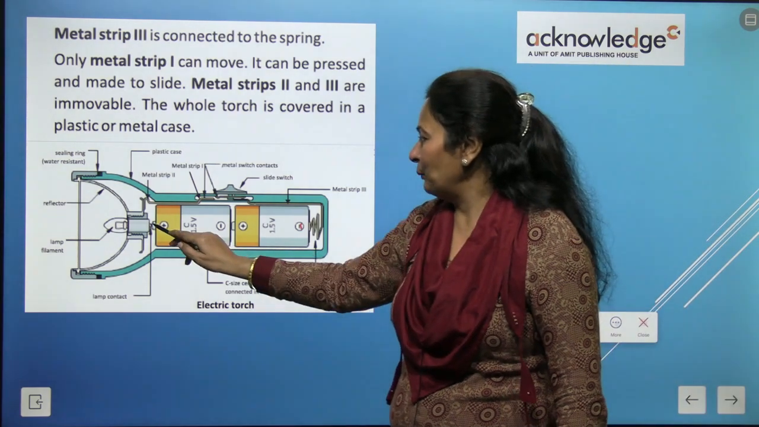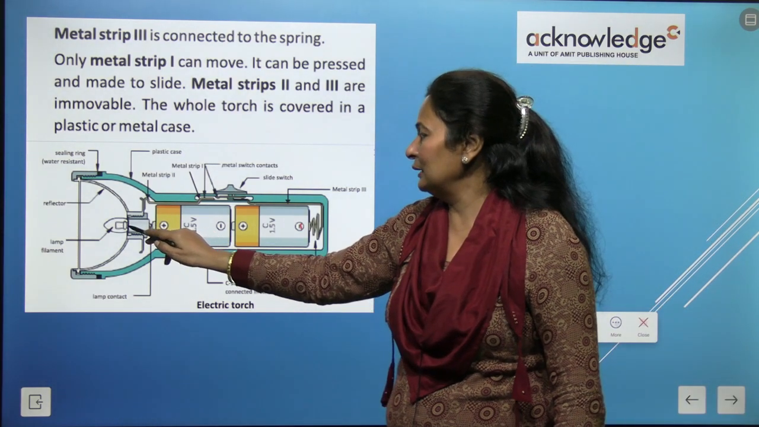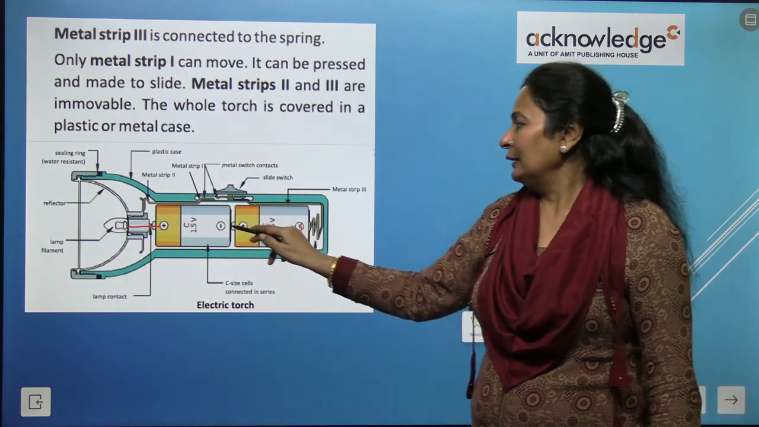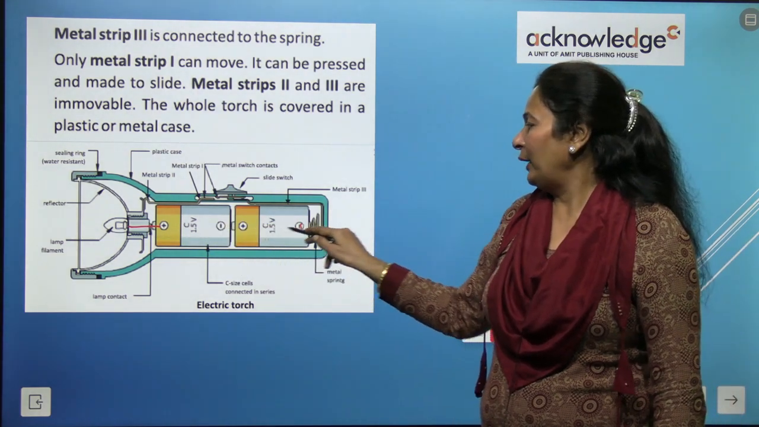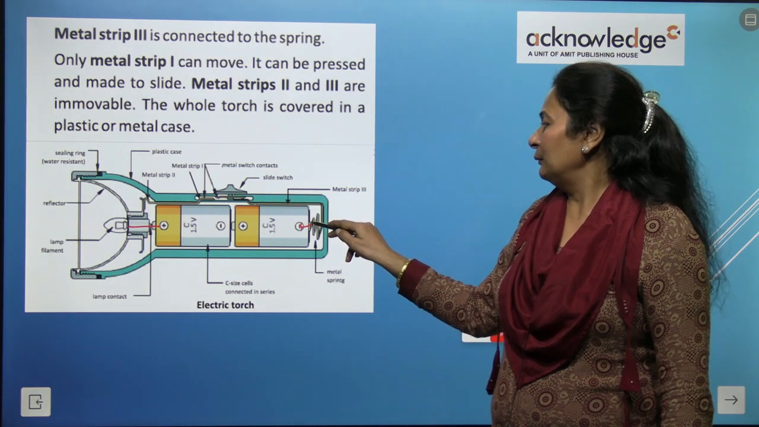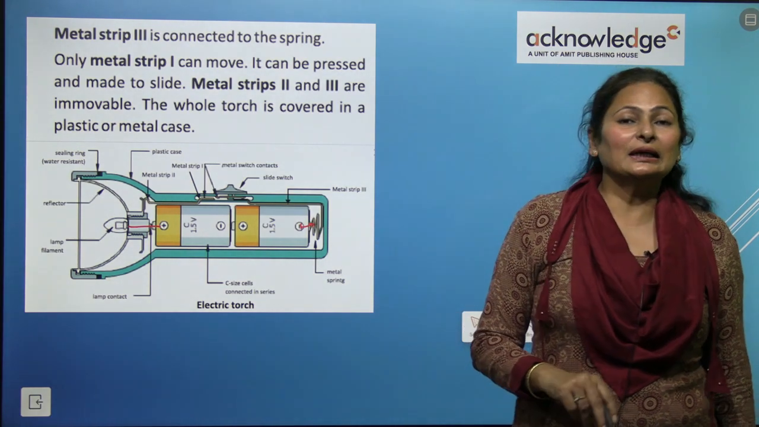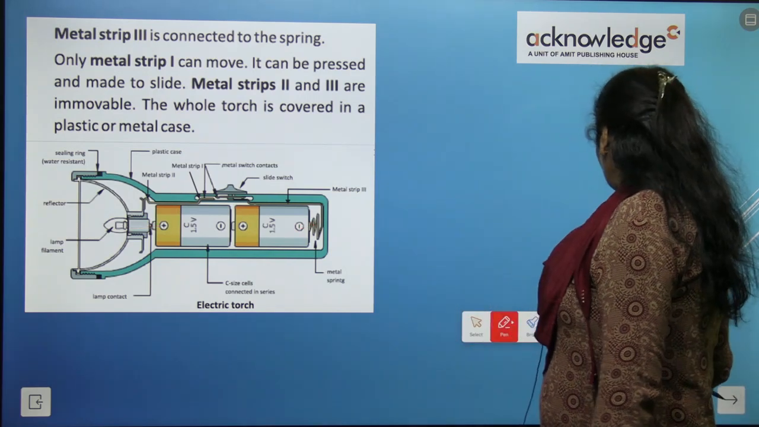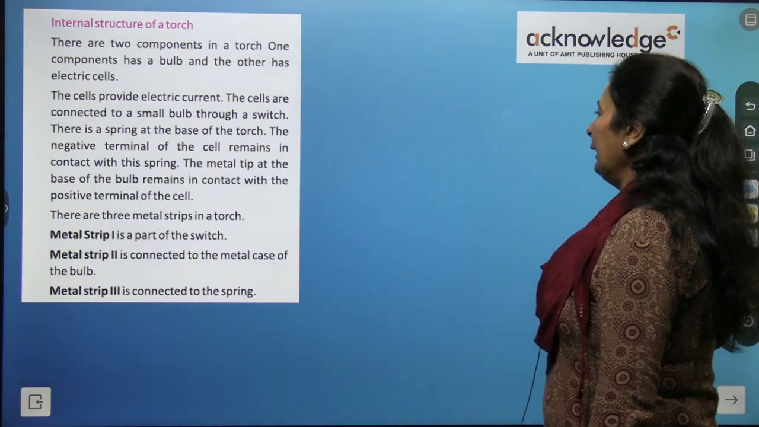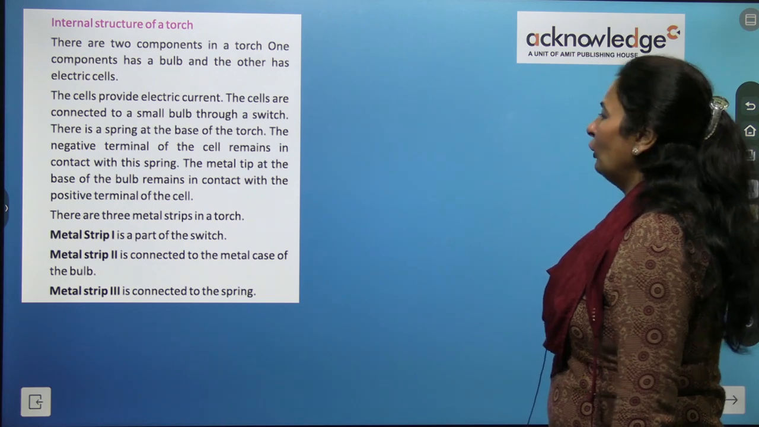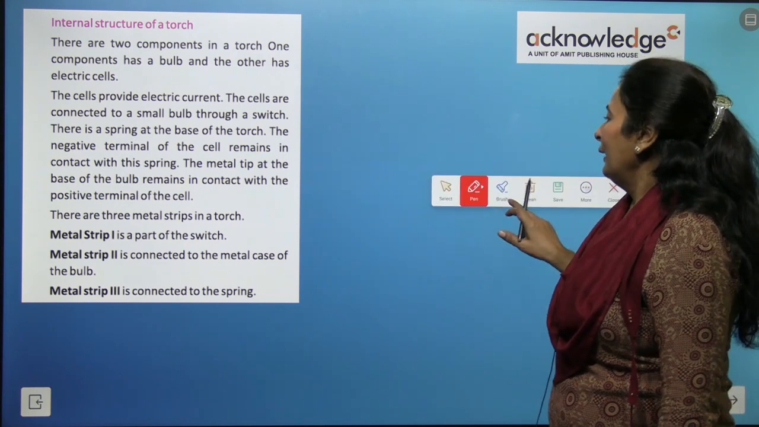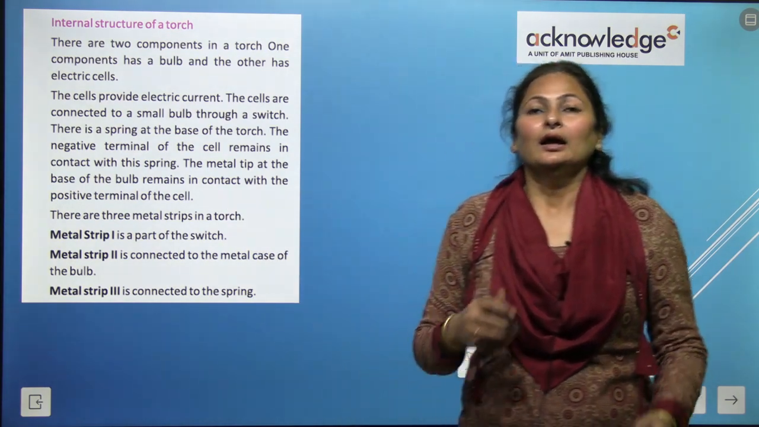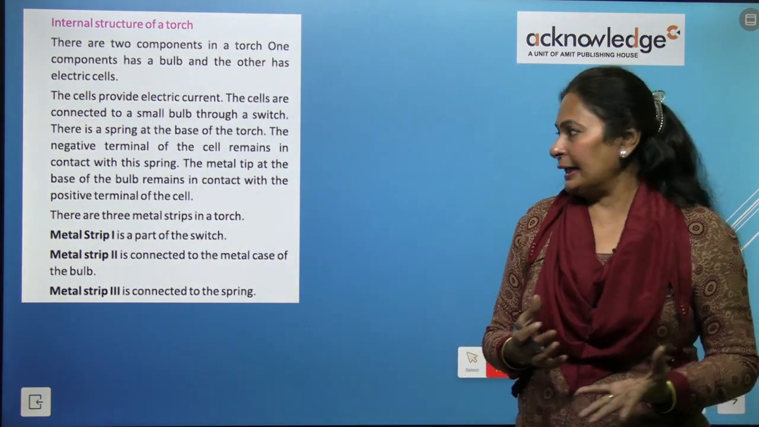So you can see this is the positive terminal. The positive terminal is attached to the bulb, and they are placed in such a way that the negative terminal is attached to this spring, right? The metal tip at the base of the bulb remains in contact with the positive terminal of the cell.